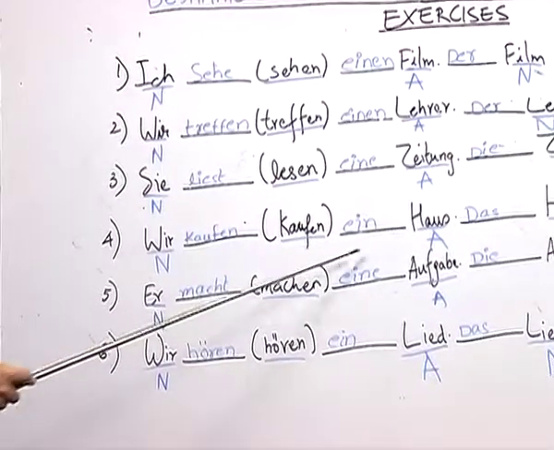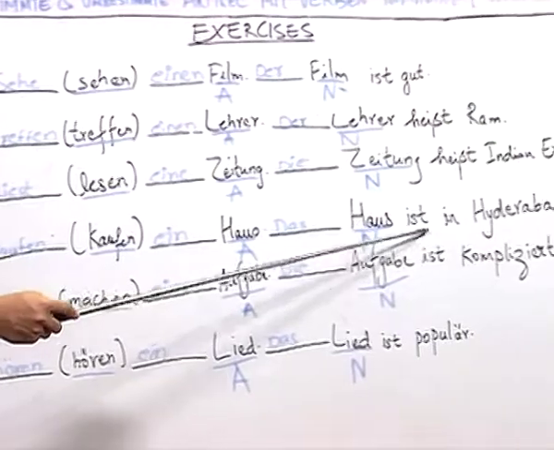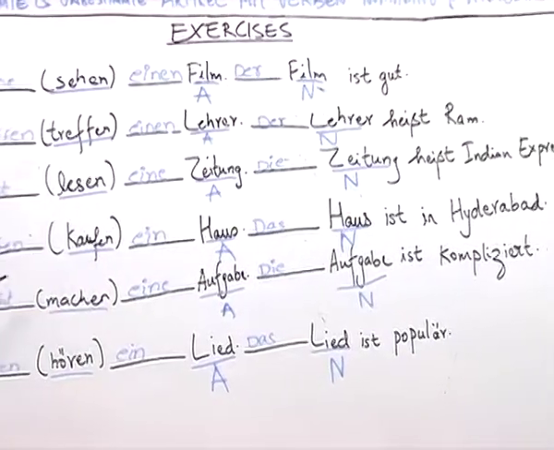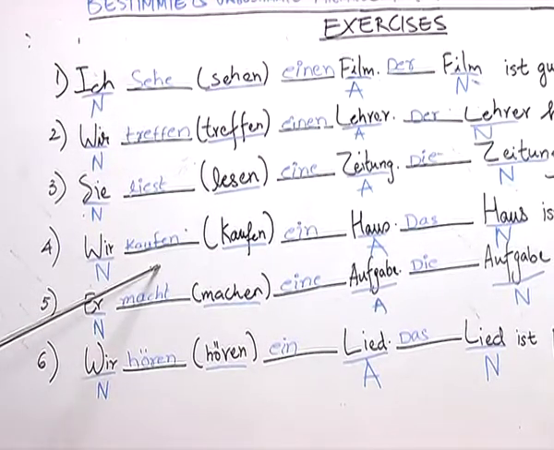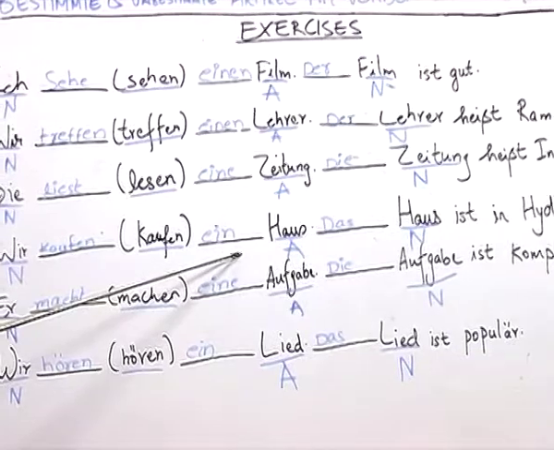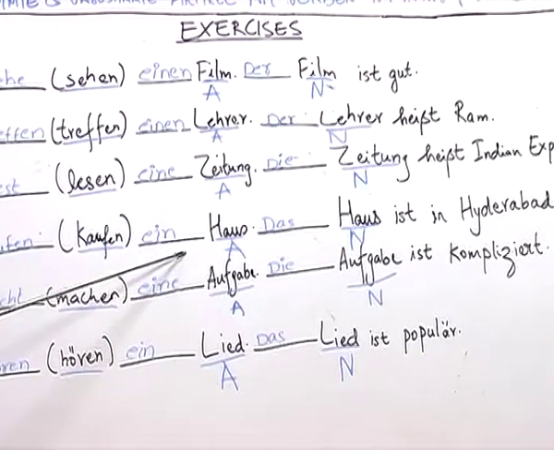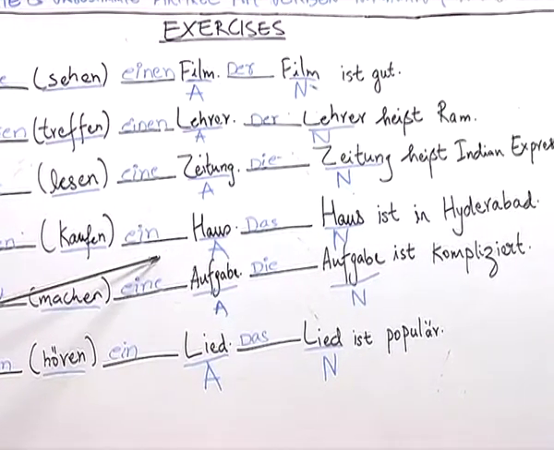Wir kaufen ein Haus. Das Haus ist in Hyderabad. Here the student wrote the conjugation of the verb kaufen with the personal pronoun wir, which is correct, and also wrote the indefinite article for the noun Haus, which is ein.